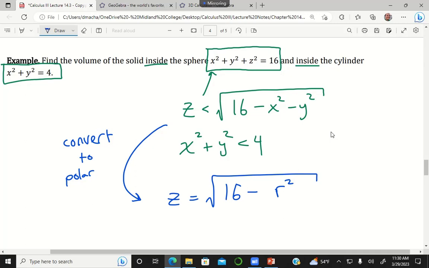And then whenever I say it has to be inside the cylinder, and I say x squared plus y squared has to be less than or equal to 4, I could instead say that r squared has to be less than 4. Or I could just say that r, since r is my distance from the origin, just has to be less than 2.